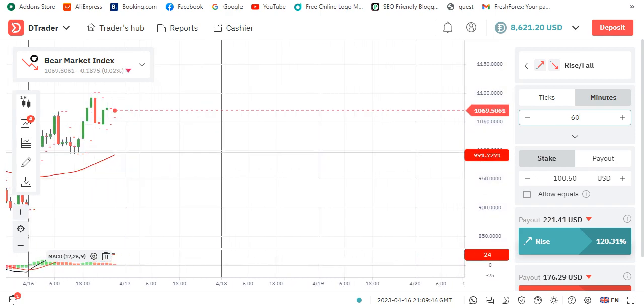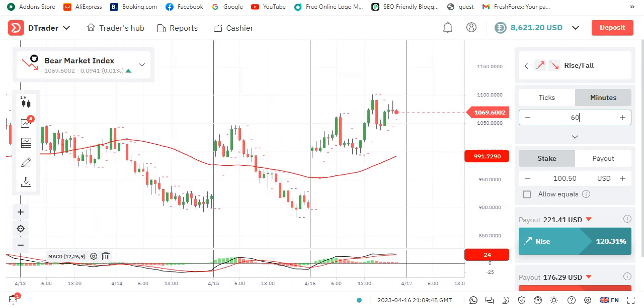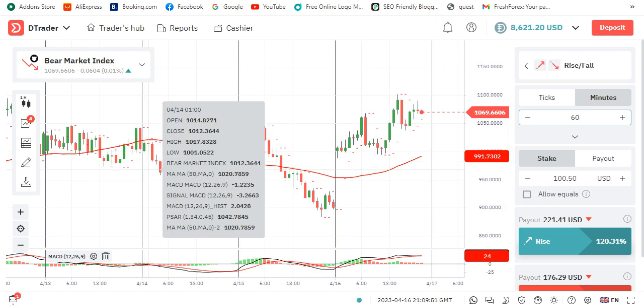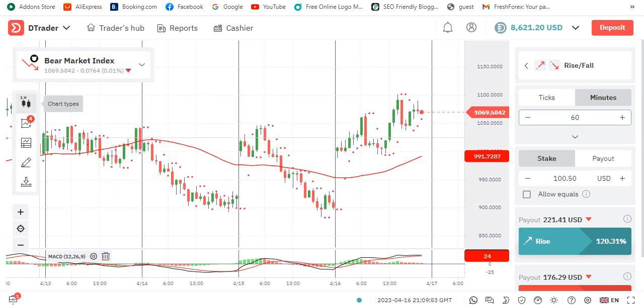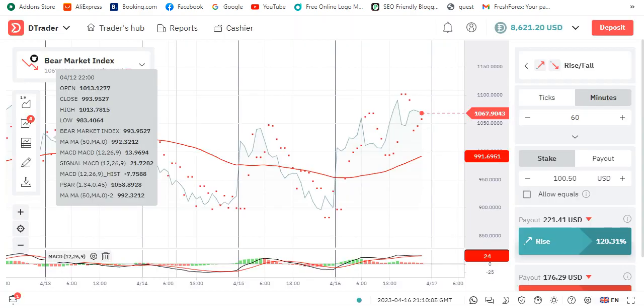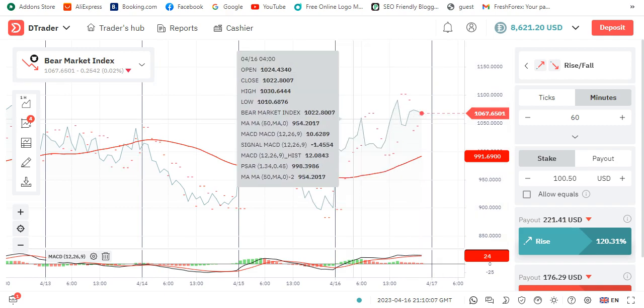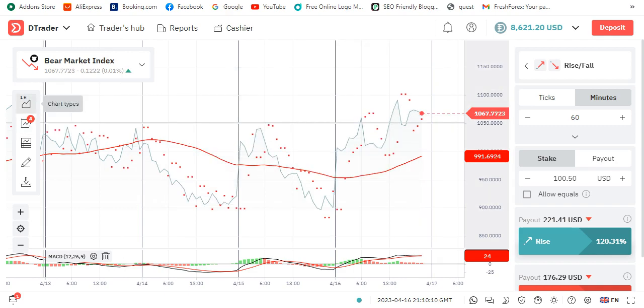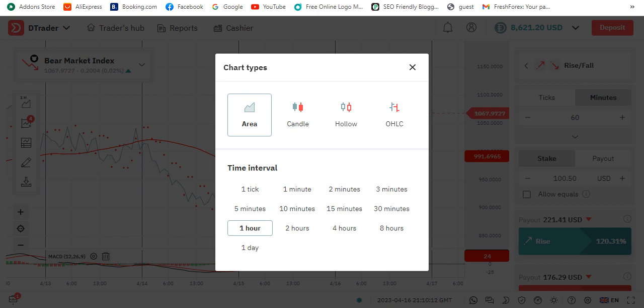So this is where we are. This is the hour and candle trading format. If your own is like this, which is line chart, this is where you change it to candle chart. This way you select candle chart. Okay, and what are you trading with? Is it minute or hour?